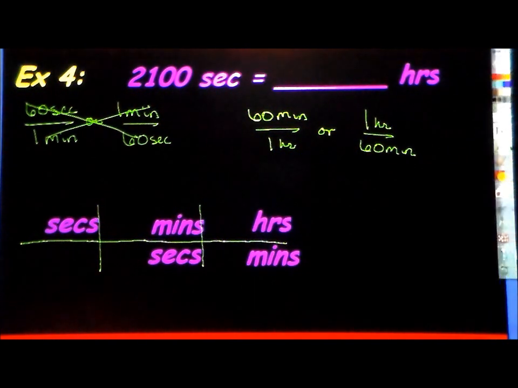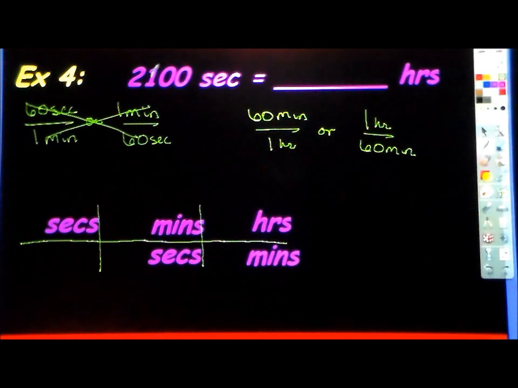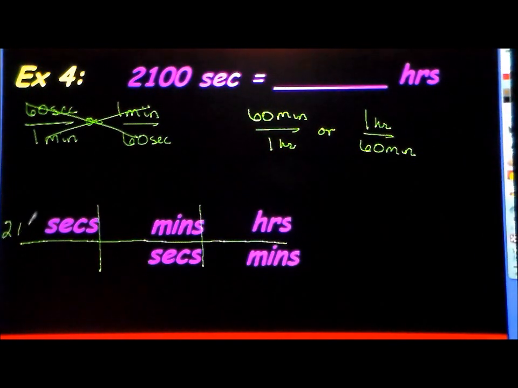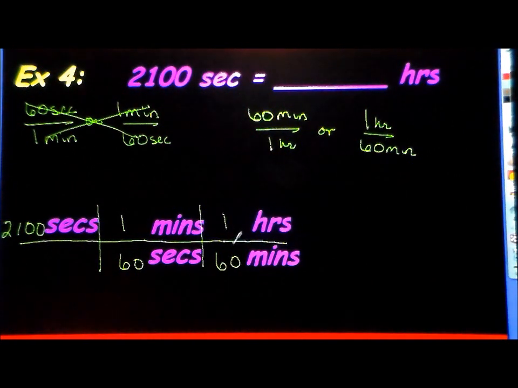So now let's go in and fill the numbers in. So we start with the number we're given, which is 2100. And then I'll have 60 on the bottom with 1 minute on top. And then I'll have 60 minutes in 1 hour. So now let's go and grab a calculator, because we know this answer, since minutes are gone and seconds are gone, we know our final answer is going to be in hours. So we can go on and write hours down as our units, but let's grab a calculator.